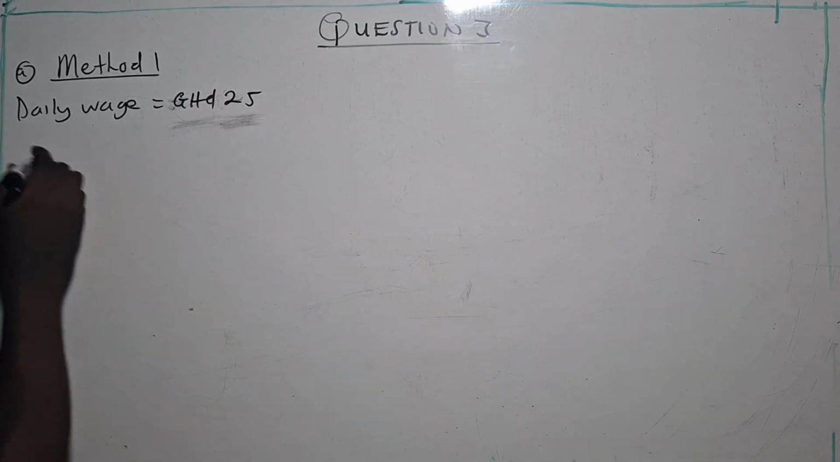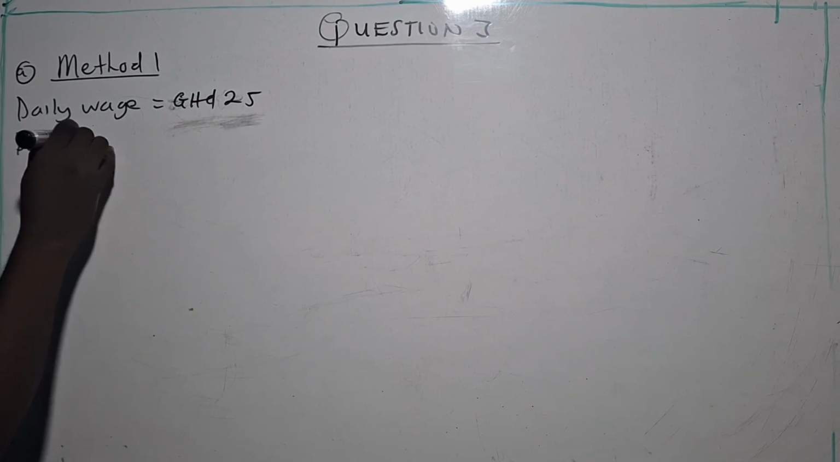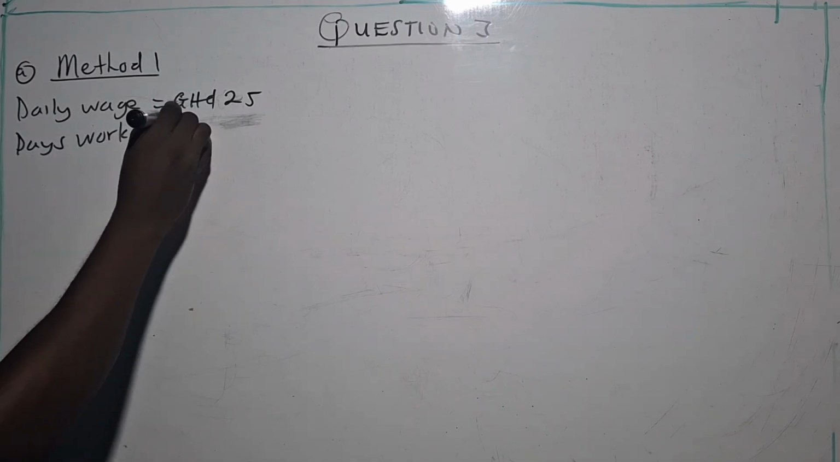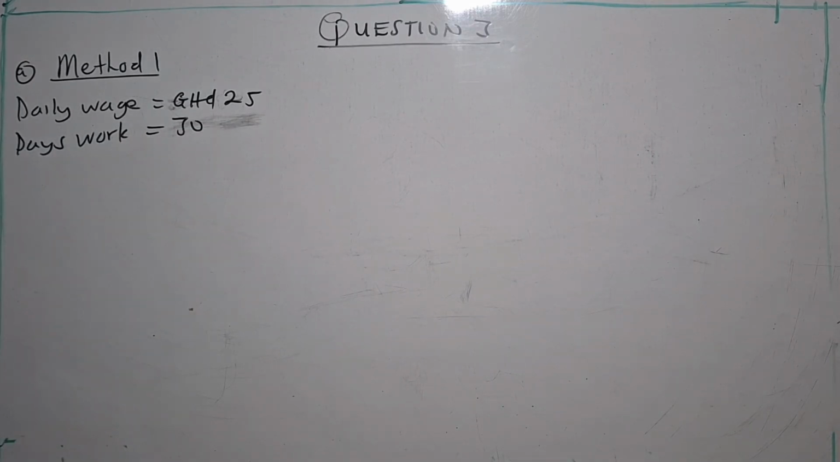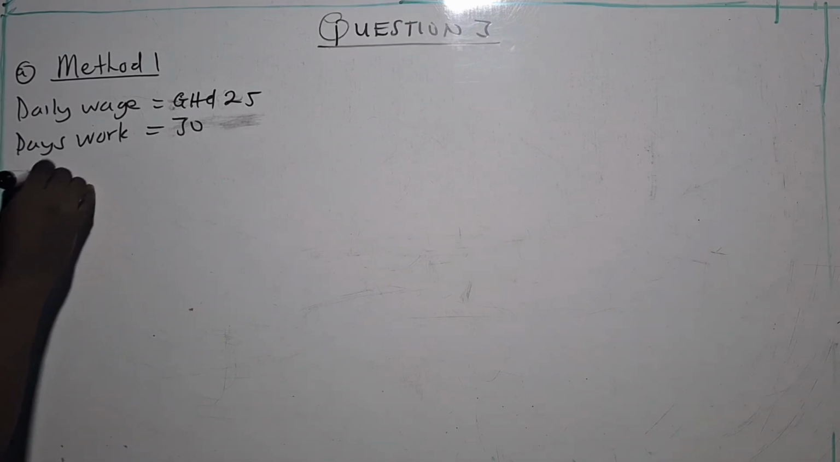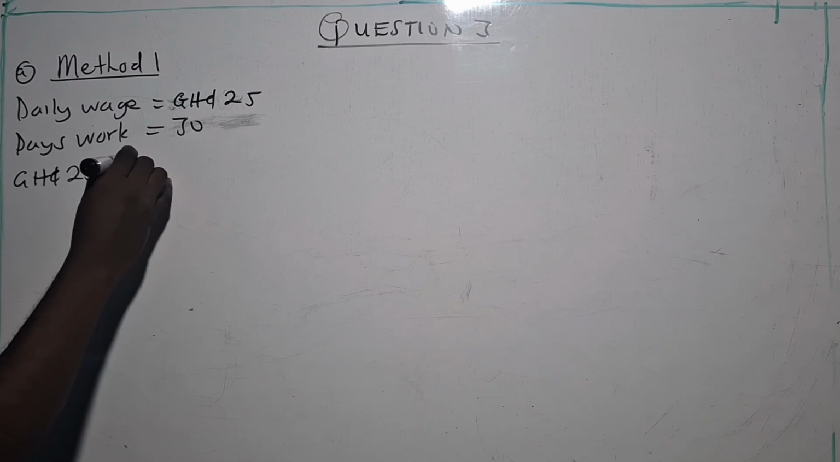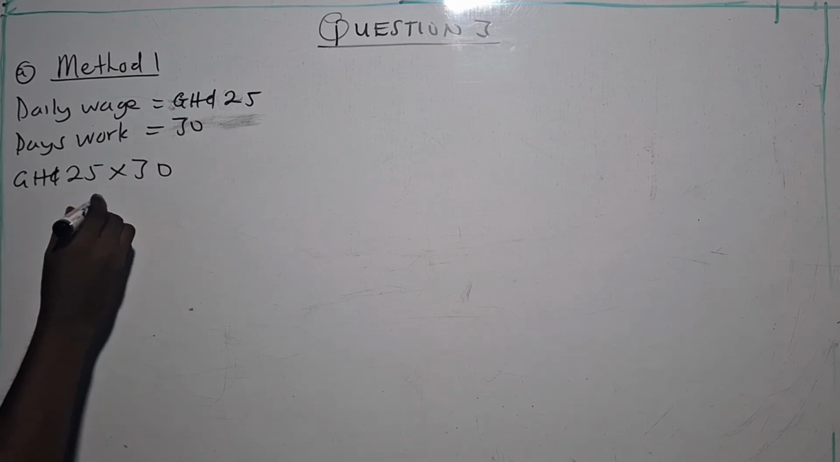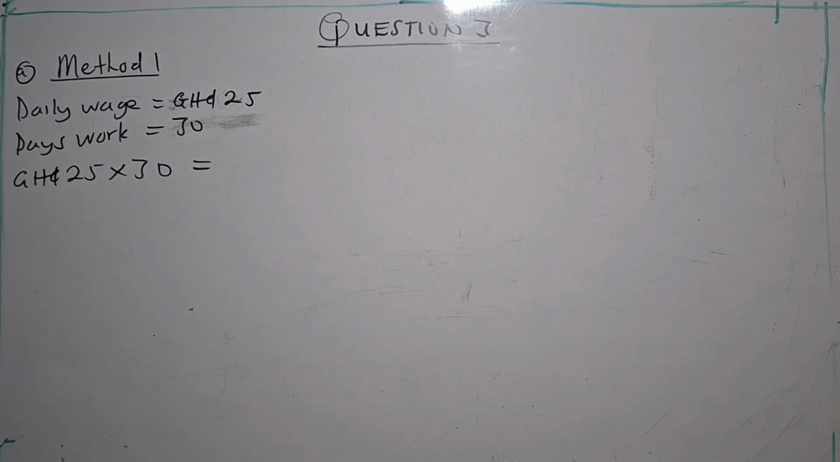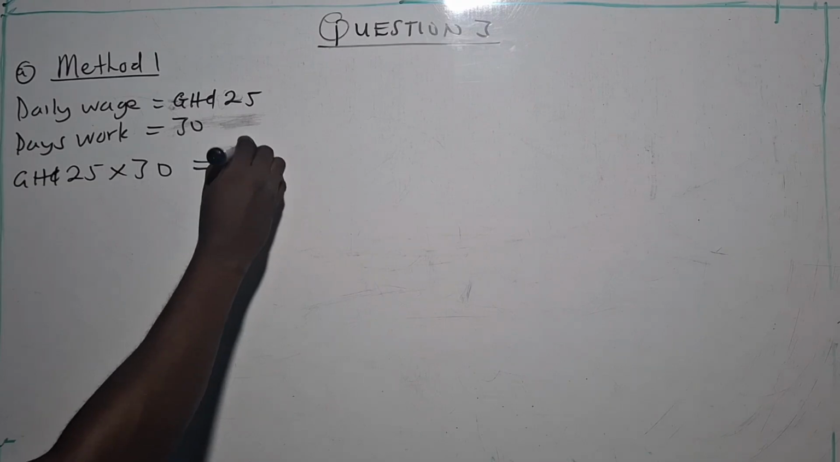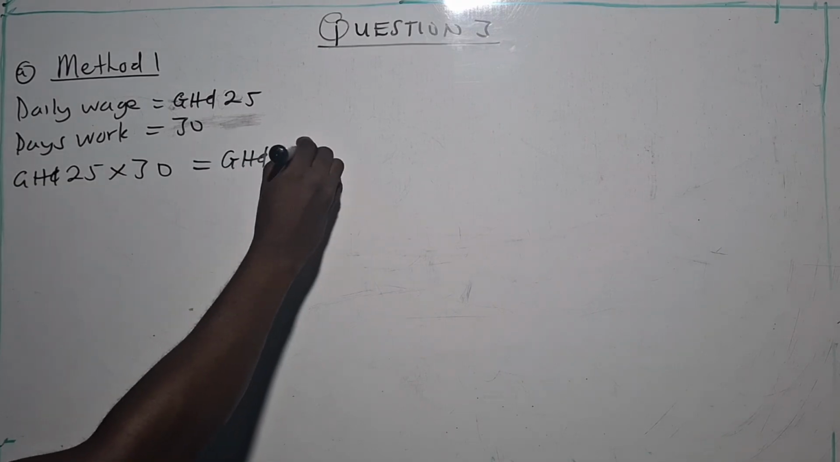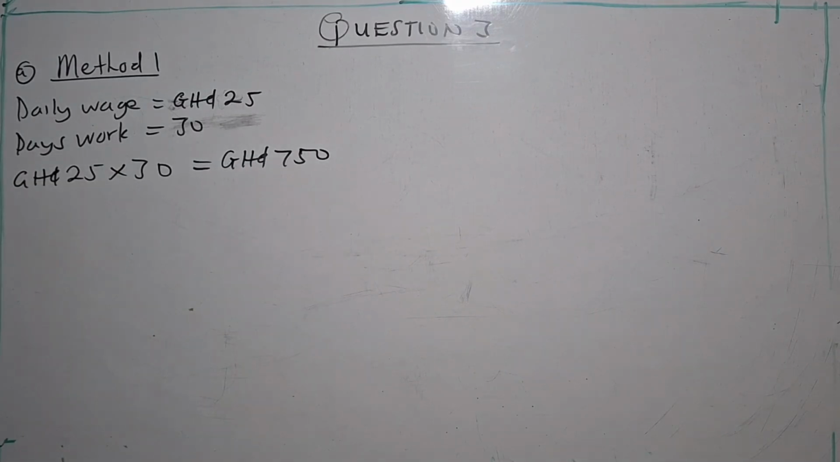25 cedis. And the day's work, 30 days. Yes, 30 days. So this is what I mean. So I'm going to multiply 25 by 30, which is going to give me 750. So you can do that multiplication.